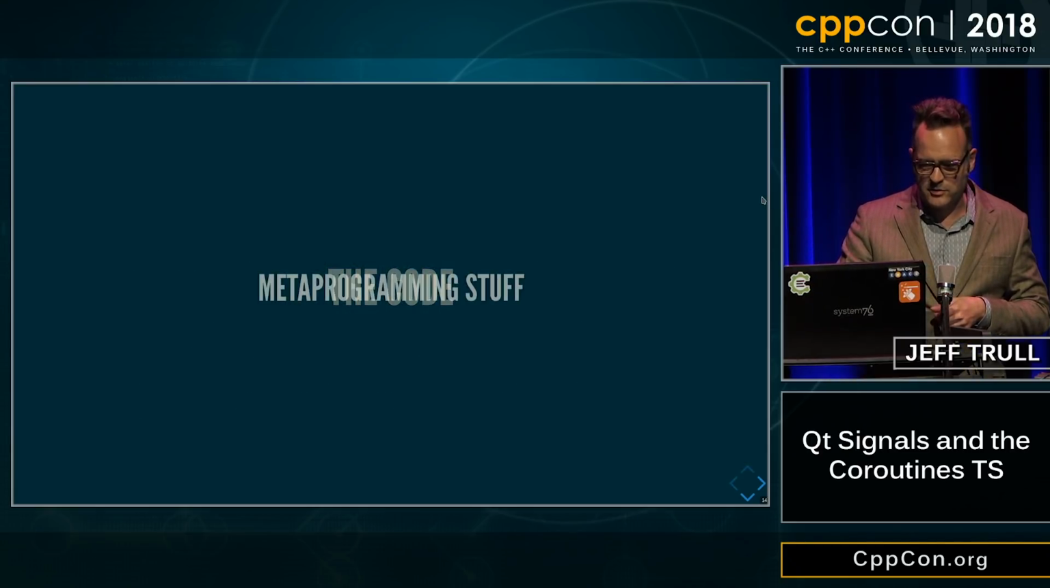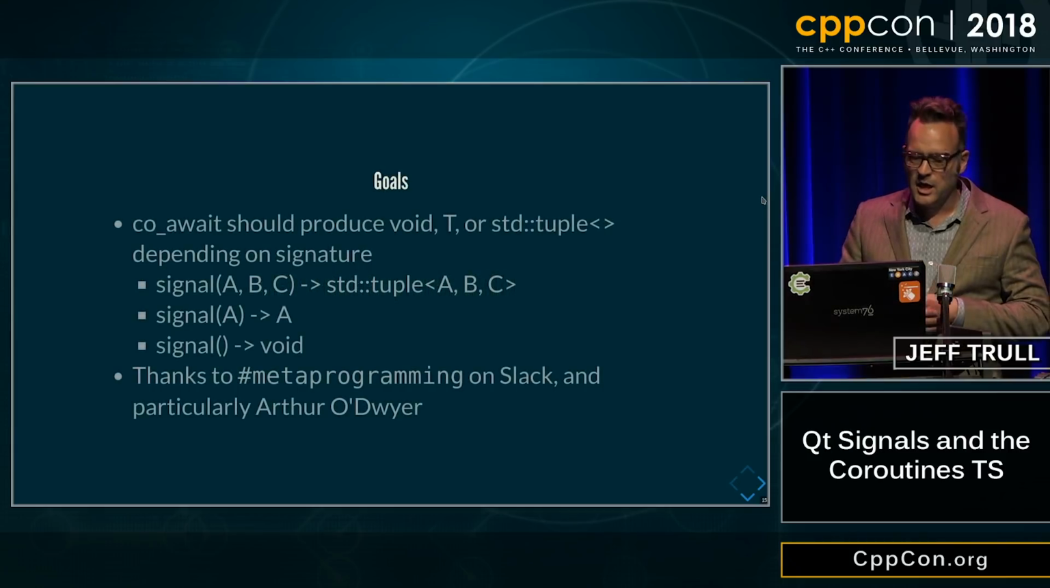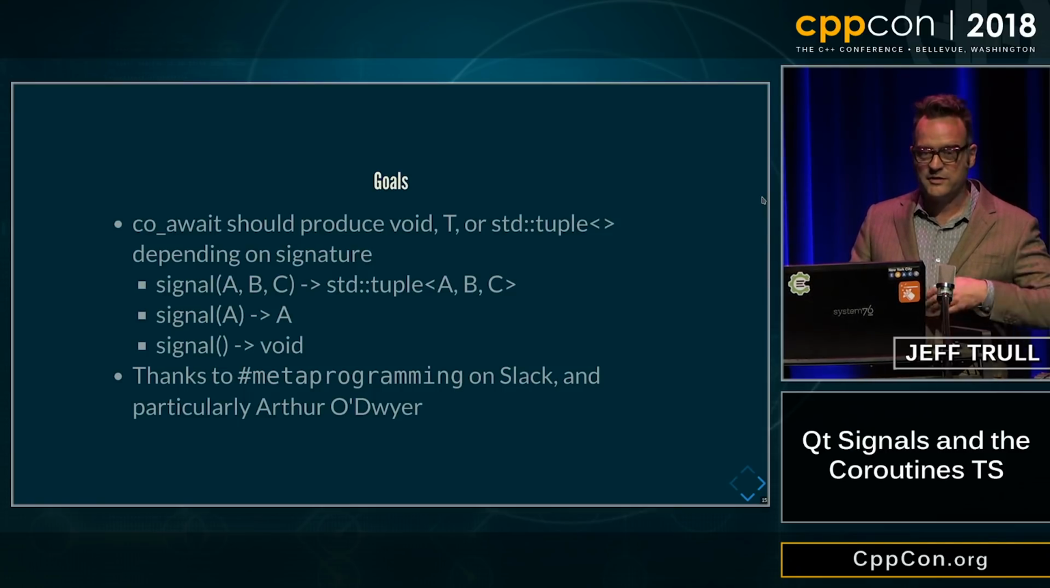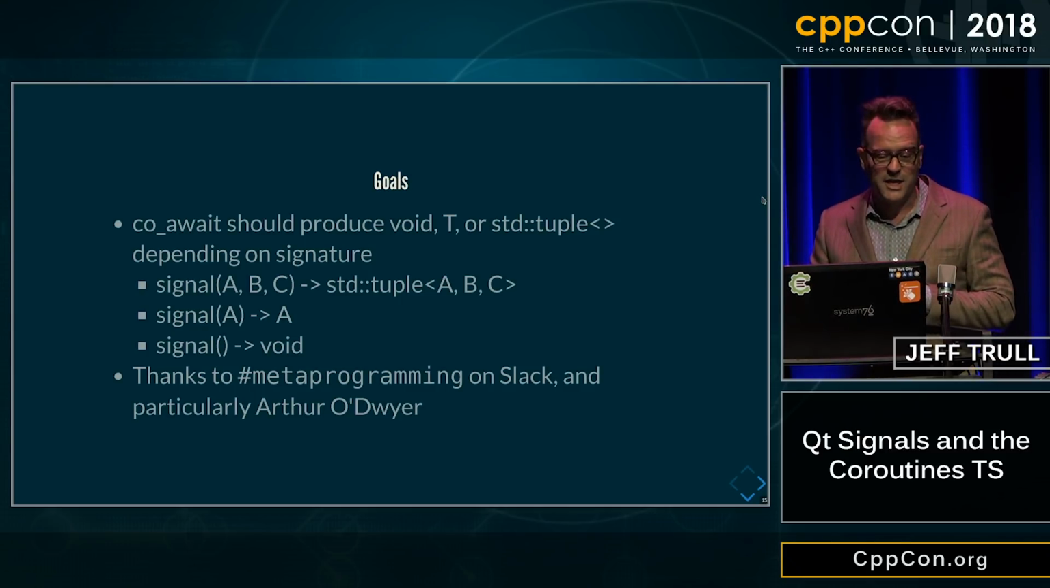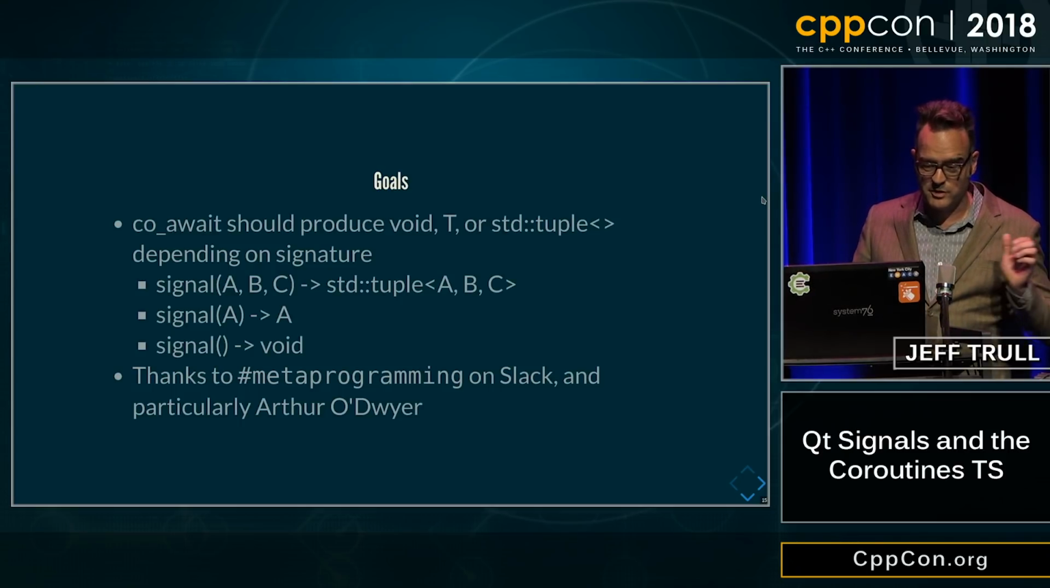A little bit about the code. First, metaprogramming stuff, which is terrifying to me. co_await needs to produce either void, so we just co_await and we don't do anything with the result, a single type, or a tuple of types, depending on the signature of the signal. If the signal has two or more parameters, we want to produce a tuple of that many parameters. If it's just one type, we want to return just the type. And if it doesn't have any parameters at all, we just want to return void.